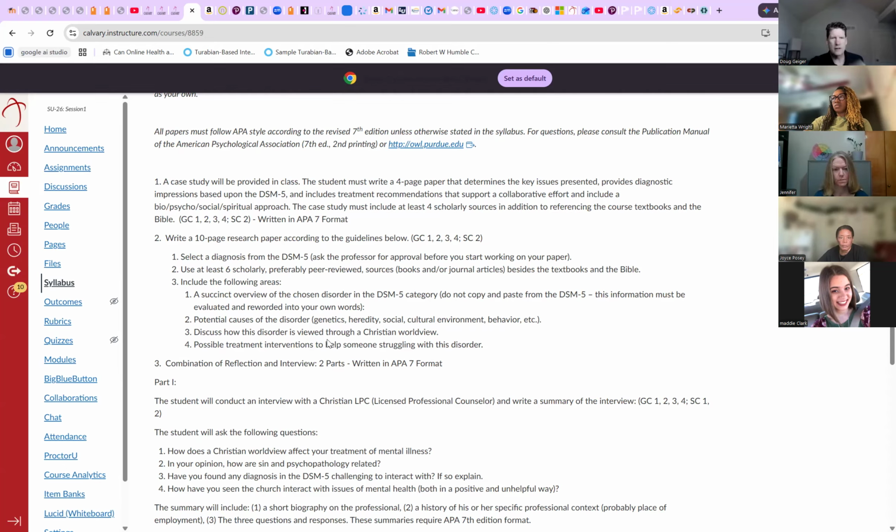Use at least 6 scholarly resources, preferably peer-reviewed sources like books and journals. So obviously we're not going to go Google things and use people's blogs or something like that. This has got to be something from Google Scholar or from the online libraries that you use. And then journals, so 6 of those. Also, when it says besides the textbooks, you can include the DSM. So whenever we do these, you can include the DSM as one of the resources.